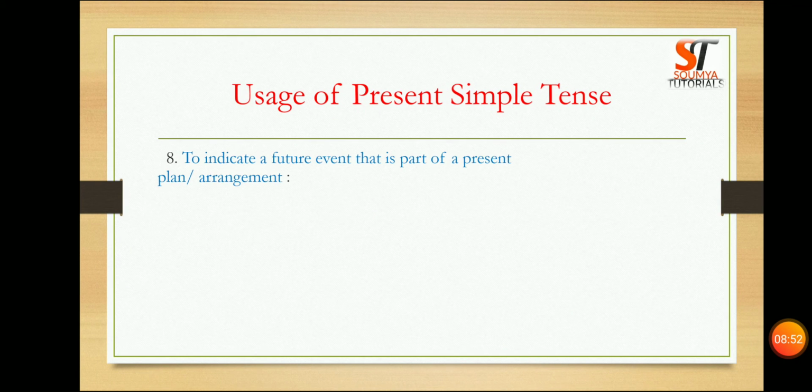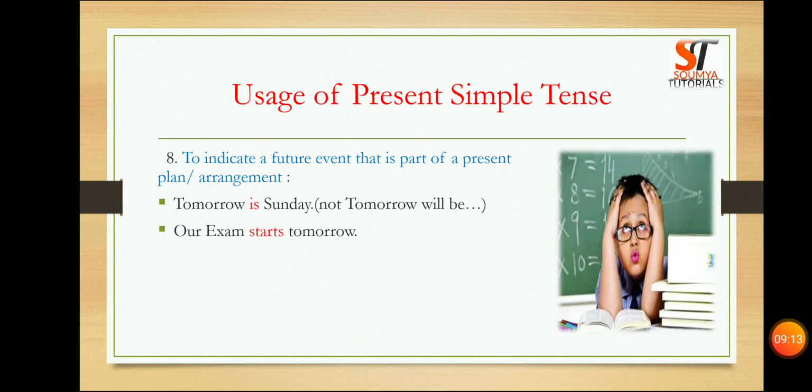We use simple present tense to indicate a future event that is part of a present plan or arrangement. When we have planned something or arranged something, we use simple present tense. Like tomorrow is Sunday. We should not say that tomorrow will be Sunday because Sunday is fixed. So tomorrow is Sunday is right. Our exam starts tomorrow. Exam is fixed or pre-arranged. So here simple present is used.